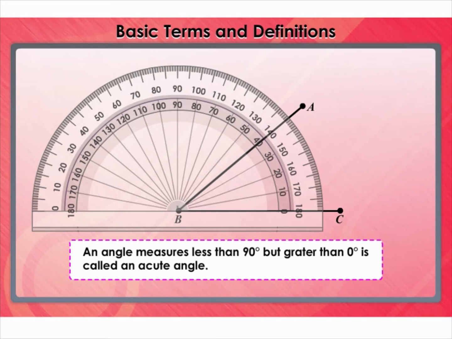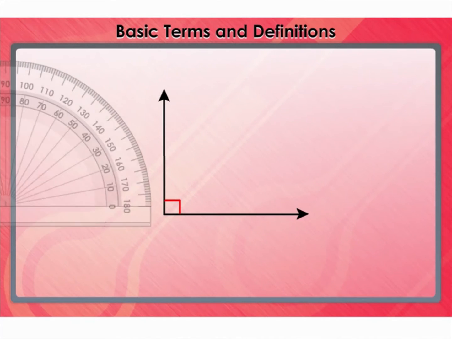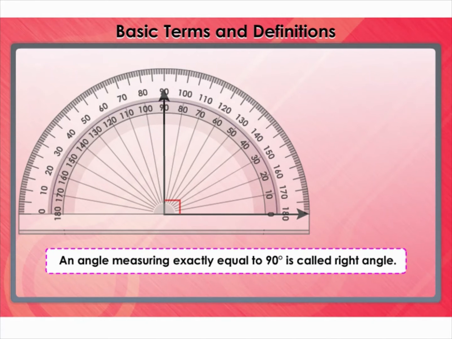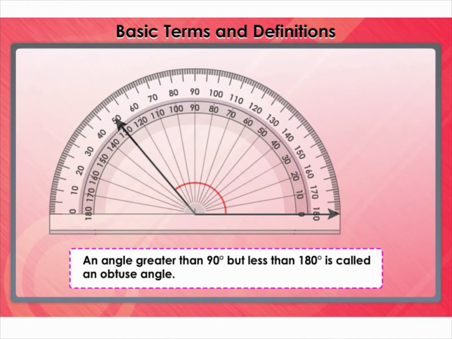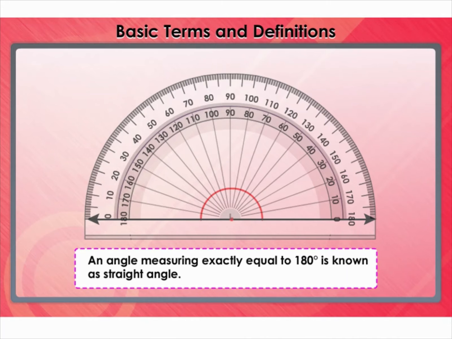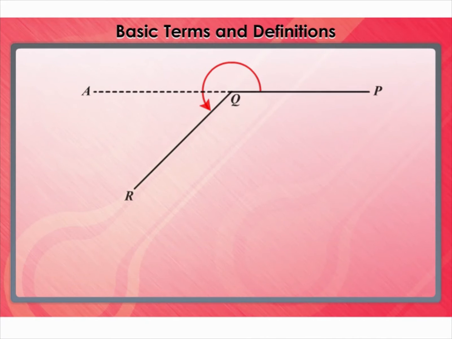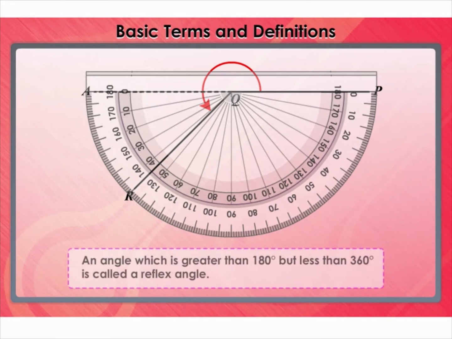Consider a shape formed by two rays diverging from a point P. The angle formed here is 40 degrees. An angle measuring less than 90 degrees but greater than 0 degrees is called an acute angle. An angle measuring exactly 90 degrees is called a right angle. An angle greater than 90 degrees but less than 180 degrees is called an obtuse angle. An angle measuring exactly 180 degrees is known as a straight angle. An angle greater than 180 degrees but less than 360 degrees is called a reflex angle.